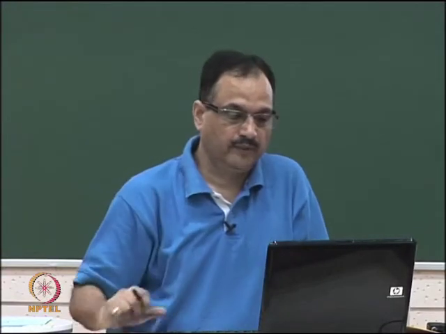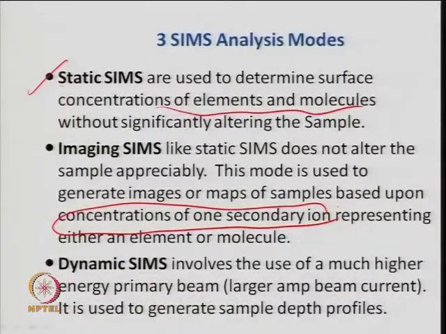But dynamic SIMS involves the use of a much higher energy primary beam, which is a larger ampere beam current, and it is used to generate sample depth profiles. So, if you need in-depth analysis, then the dynamic secondary ion mass spectroscopy method is used. Most of the time, static SIMS is used to determine the concentration or composition of the surface.